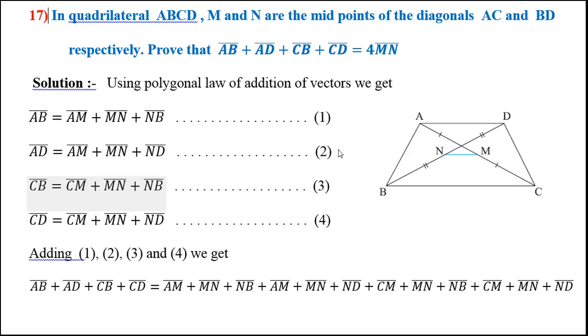In quadrilateral ABCD, M and N are midpoints of diagonals AC and BD. Show that AB bar plus AD bar plus CB bar plus CD bar is equal to 4 times MN bar. Now we will do this by using triangle law of vector addition and midpoint formula.